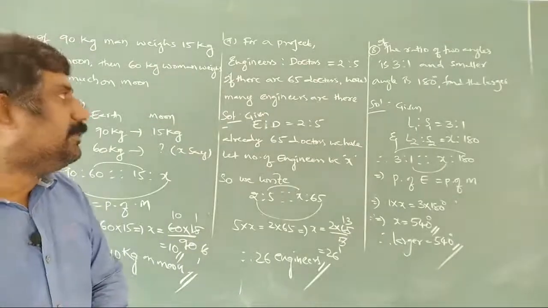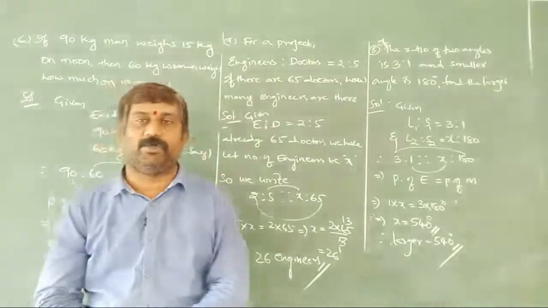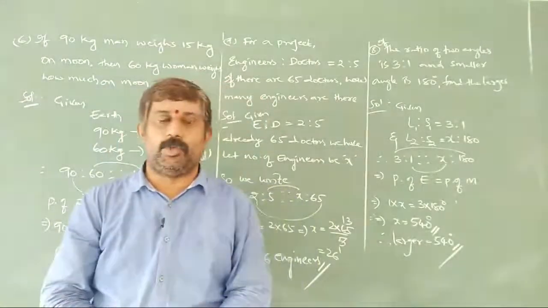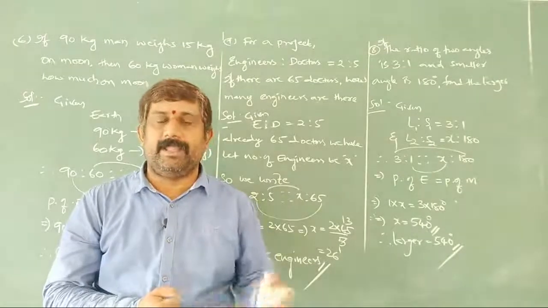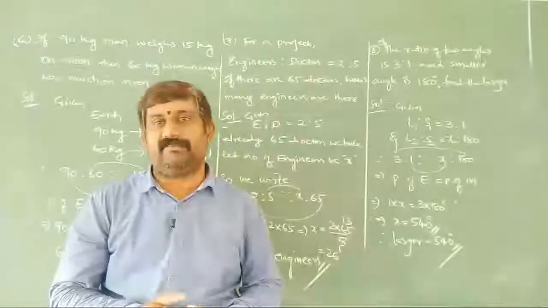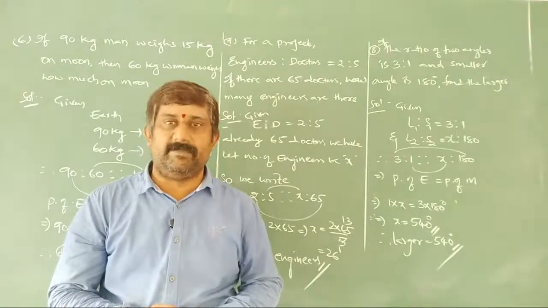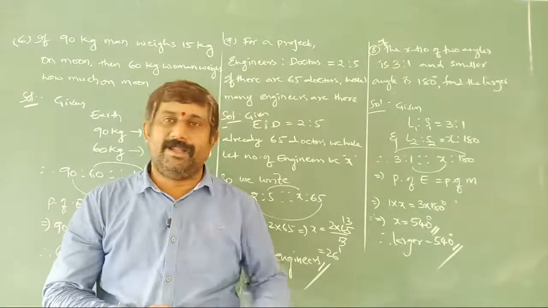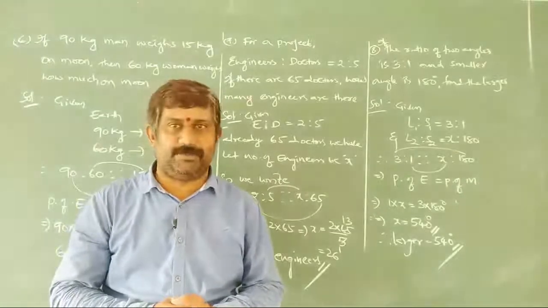Okay. So this is about ratio and proportion. What is ratio? An ordered comparison of two quantities which should be in the same units. A is to B: A is the first term or antecedent, B is the second term or consequent. A is to B can be written as A by B also. Next, proportion. What is proportion? Simply we can say equality of two ratios.